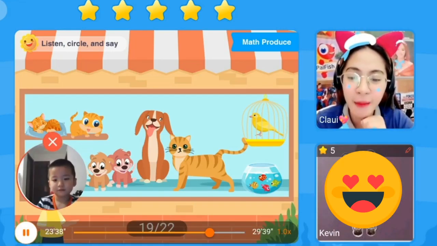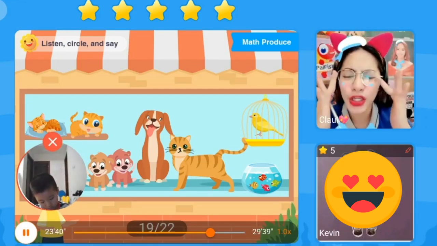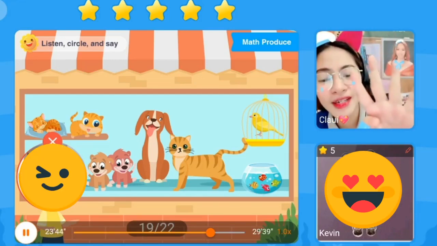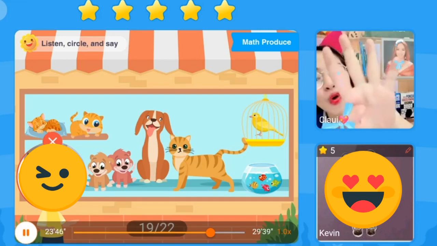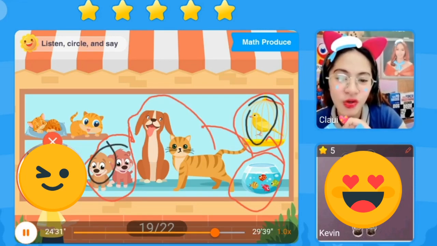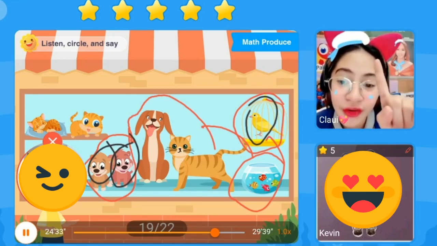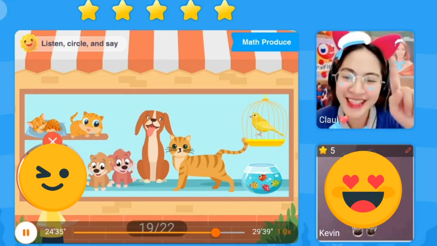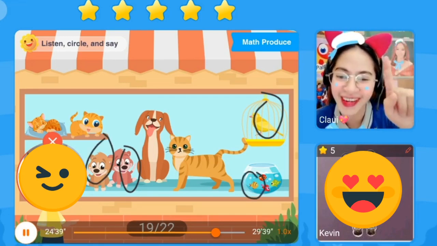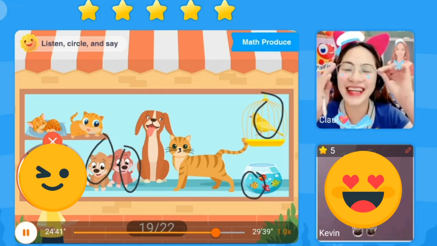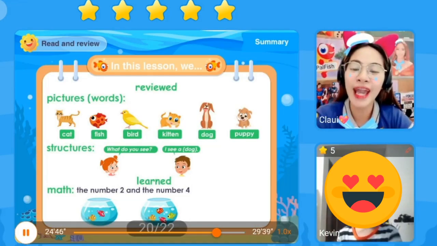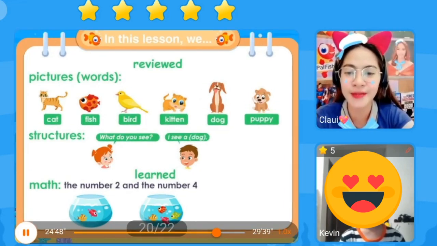Now look, this is you. Now we will adopt some pets. You can take four pets home. Now what do you want? Can you circle four? Two, one, two, three, and one fish over there. Yes. So let's do it. One, two, three, and four. Okay, that's it. Kevin, in this lesson, we have reviewed the words.